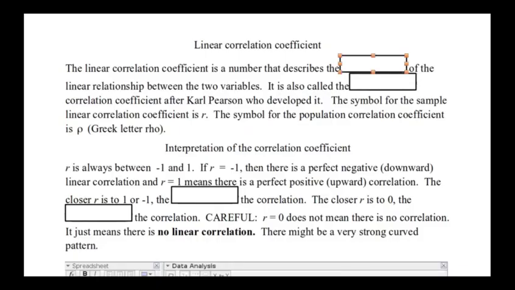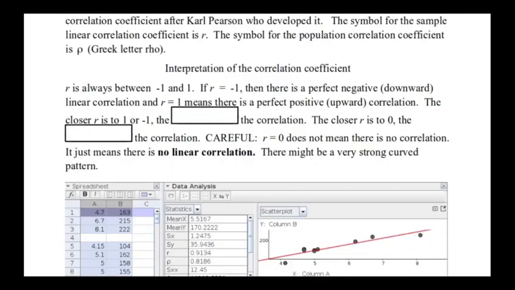The linear correlation coefficient is a number that describes the strength of the linear relationship between the two variables. It's also called the Pearson correlation coefficient after Karl Pearson, who developed it. The symbol for the sample linear correlation coefficient is r. The symbol for the population correlation coefficient is rho. r is always between -1 and 1.